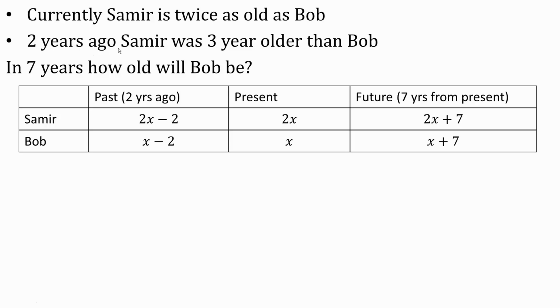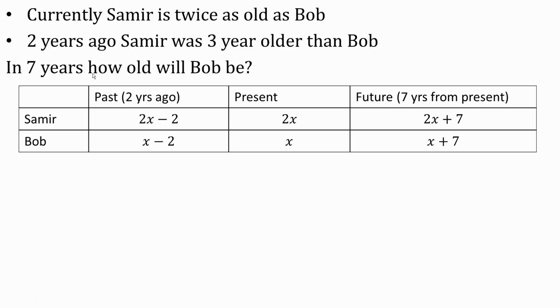Next, 2 years ago, Samir was 3 years older than Bob. So present, he's 2x, and in the past, he was 2x minus 2. Likewise, Bob is currently x, and 2 years ago, he was x minus 2. For example, let's say in the present, Bob is 4. 2 years ago, he was 2. Likewise, if this is 4, that means Samir currently is 8, and 2 years ago, he was 2 times 4 is 8, 8 minus 2 is 6. So 2 years ago, he was 6. Makes sense.